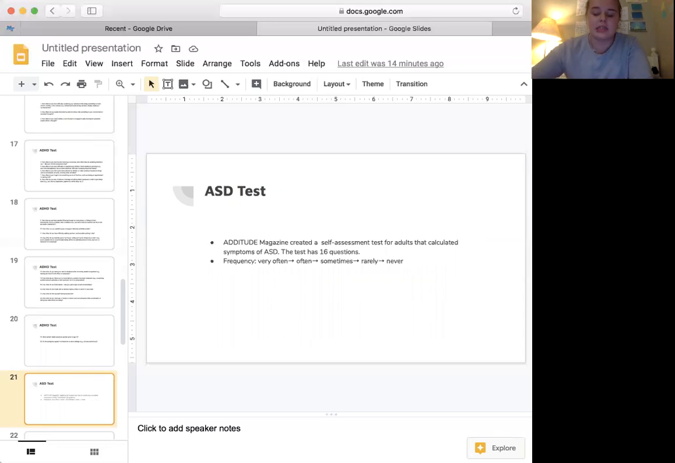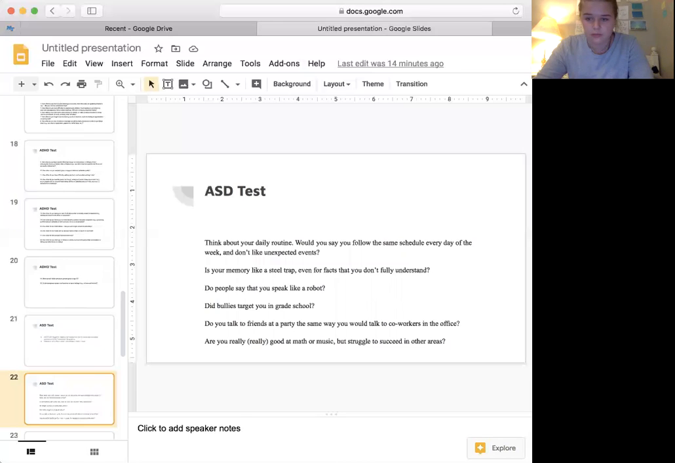The ASD test, the Autism Spectrum Disorder test. Attitude Magazine created a self-assessment test for adults that calculates symptoms of ASD. The test has 16 questions. Frequency includes very often, often, sometimes, rarely, to never. I'm going to now read off a couple of example items from the test.